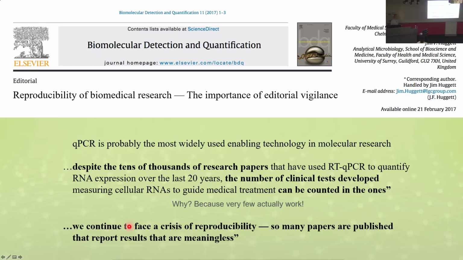PCR is probably the most widely used and enabling technology in molecular research, right? Despite the tens of thousands of papers, the number of clinical tests, practical things to come out of it, can be counted on one hand. And we continue to face a crisis of reproducibility. So many papers published that report results that are meaningless. His words, not mine.